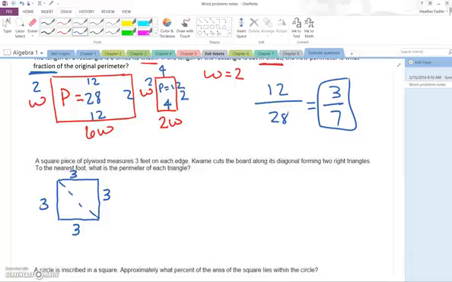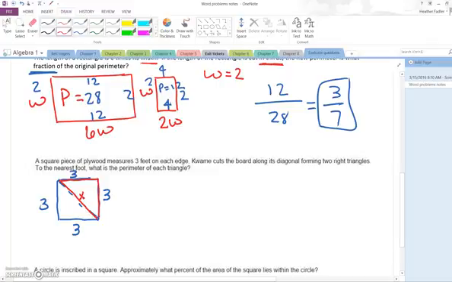So remember, perimeter is the distance around. So we want to look at the distance around. Now, these triangles are going to be congruent, so we only have to look at one of them. So right now I know I have 3 and 3, but I need to know what this value is here.